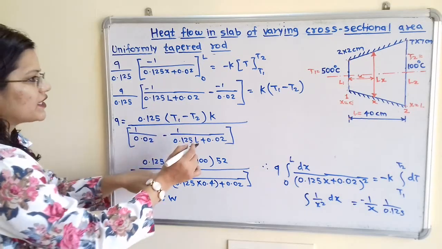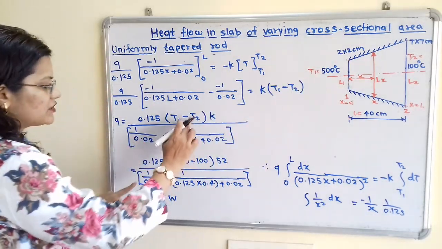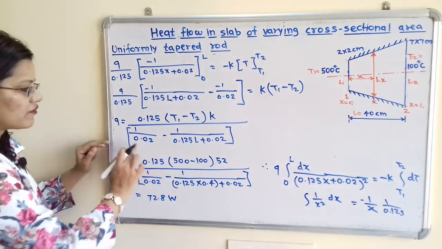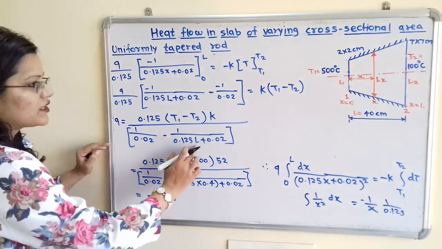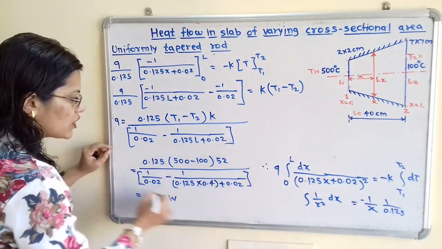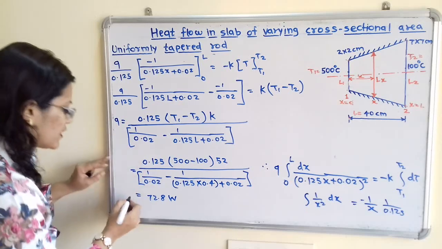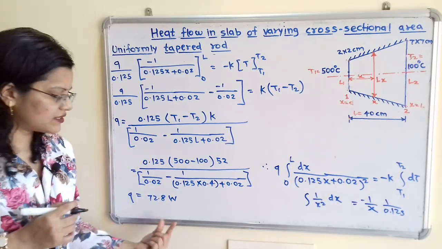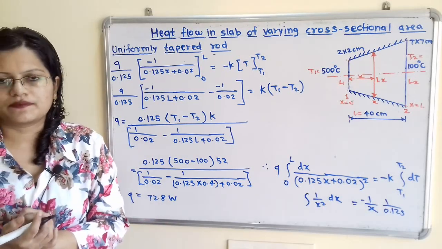Now we will put the value. So what is the value of T1? That is 500 degrees Celsius, T2 is 100, then K is 52, that is also given in the question, and L, so what is the length? L is 40 centimeter, that is 0.4 meter. So when we put all the values, then we will get the answer of Q, that is 72.8 watt, and this is the answer of the first question.